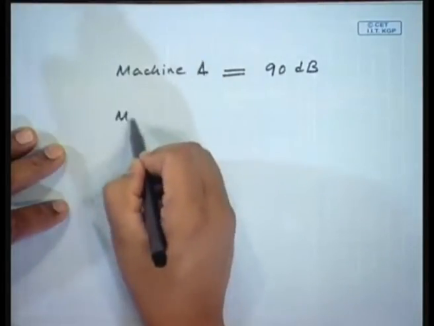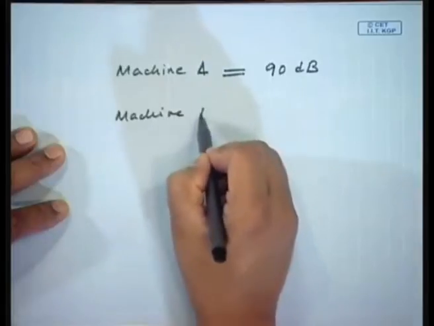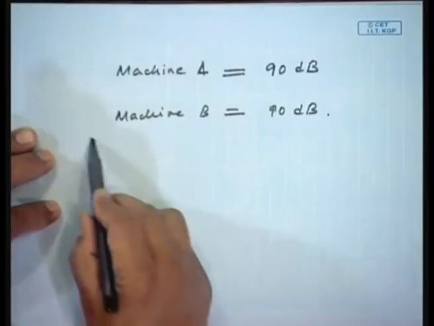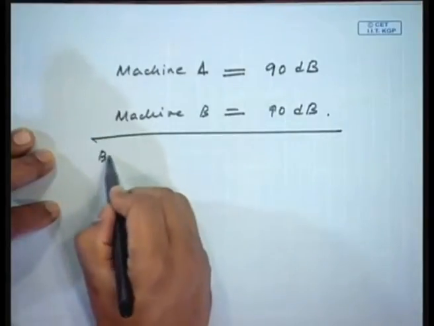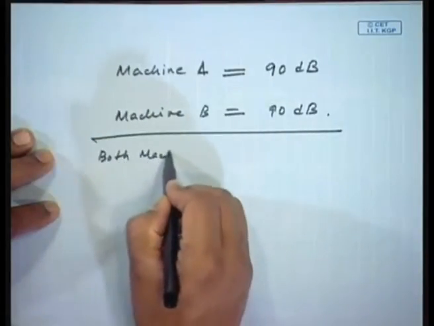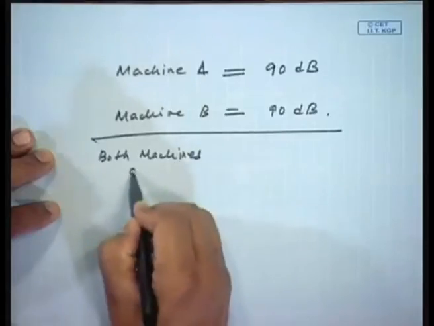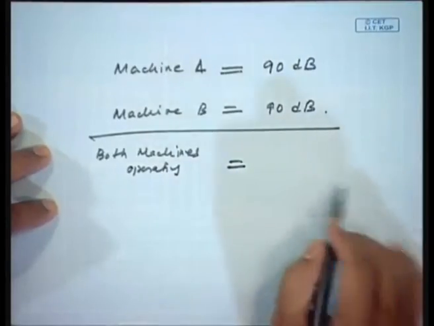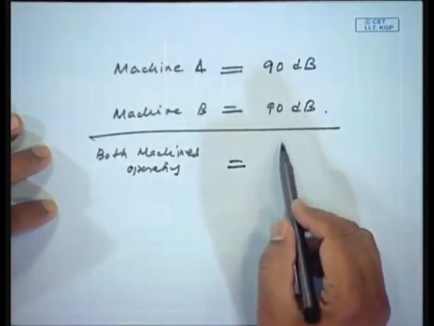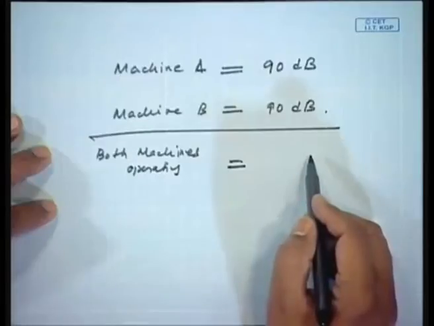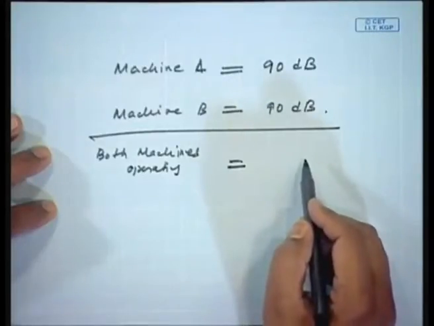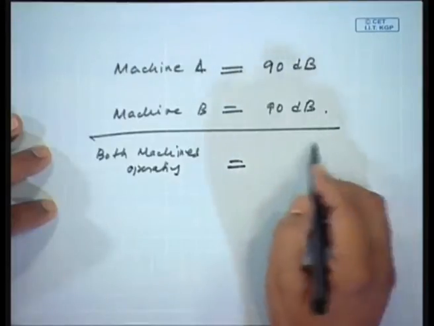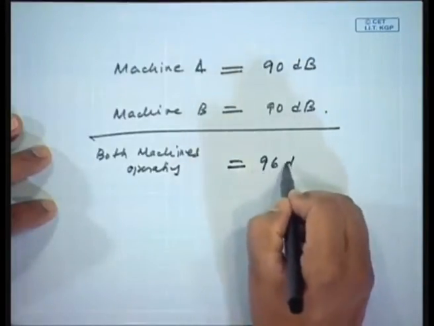I have another machine B which is making 90 decibel. So, when both the machines are operating, the total level will not be an arithmetic average of 90 plus 90 by 2, it will not be 90 decibels, it will not be 94 decibels, it will be close to about 96 decibels.